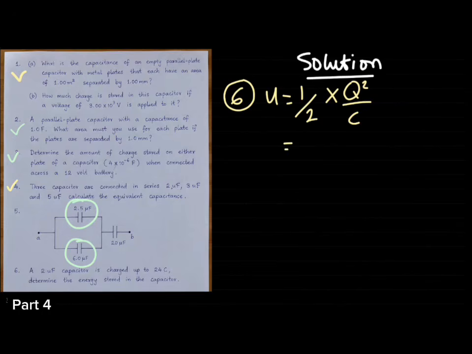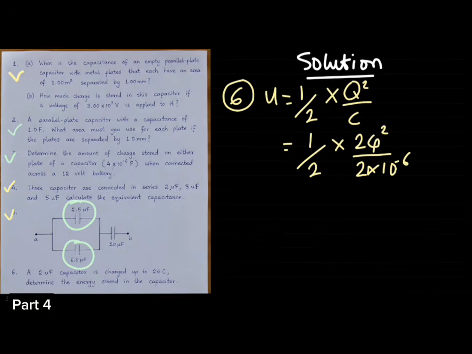Now, therefore, what was given? Let's read the question. A 2 microfarad capacitor is charged up to 24 coulombs. Determine the energy stored in the capacitor. So half times 24 squared divided by 2 times 10 raised to the power of minus 6. You multiply this and you divide it, I believe your final answer will be 1.4 times 10 raised to the power of 2 joules. Please confirm that and make sure it's correct. So that's for question number 6.